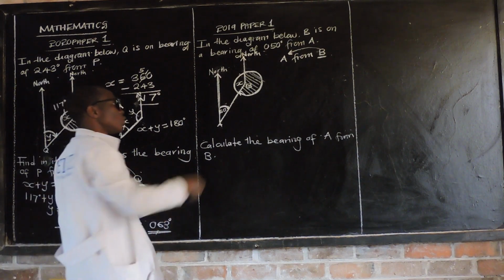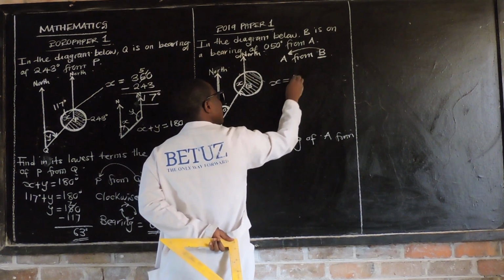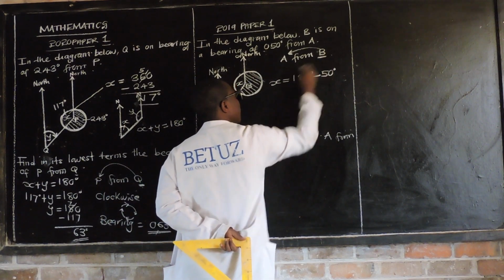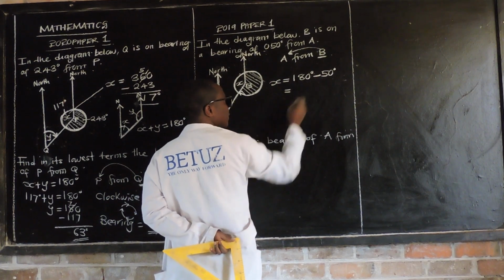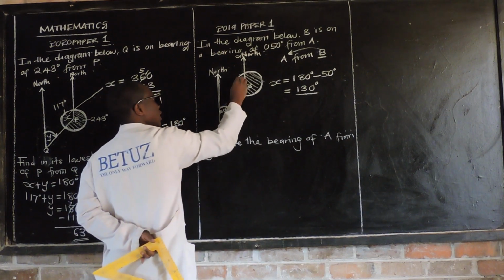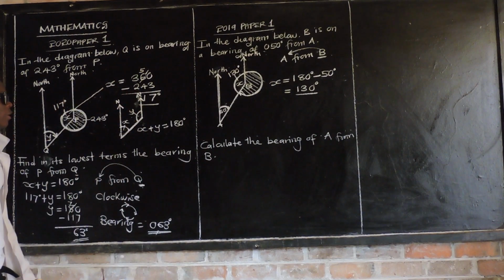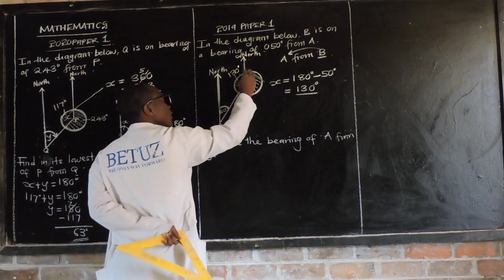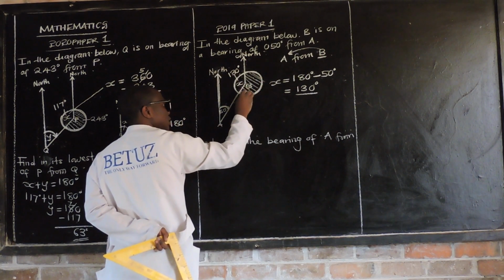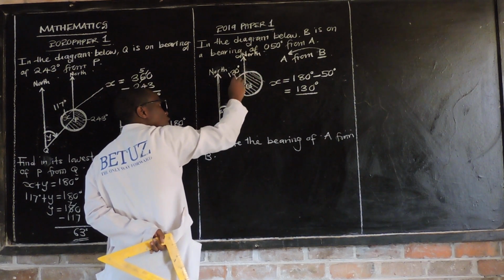So for us to know x, we say x is equal to 180 degrees minus 50, which gives 130. So this angle is 130 degrees. Now, we have been told to find the bearing of A from B, which is this shaded part.